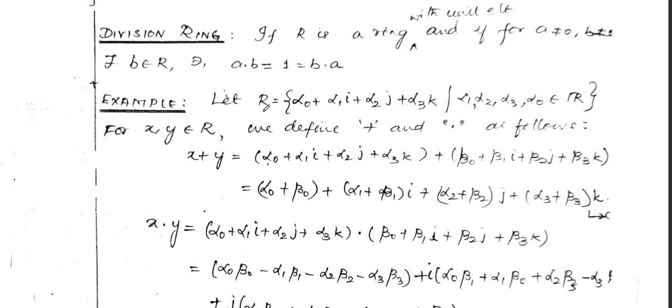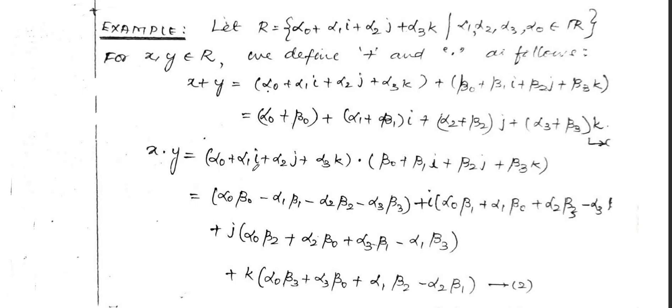In this example, you consider R to be the collection of all elements of this form: alpha naught plus alpha 1 i plus alpha 2 j plus alpha 3 k, where these coefficients, we can call them, are from R, the field of real numbers. For x and y in R, we define addition in this way. And this is alpha naught plus beta naught, then alpha 1 plus beta 1 i, and so on. And x dot y is defined in this way.